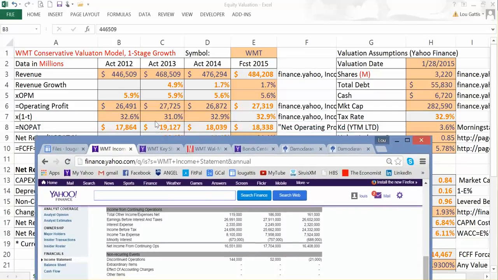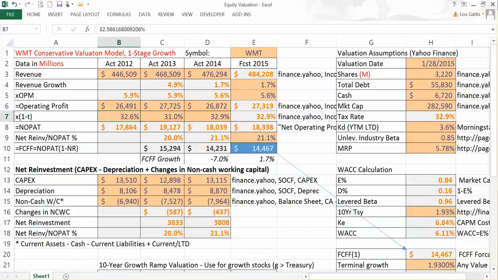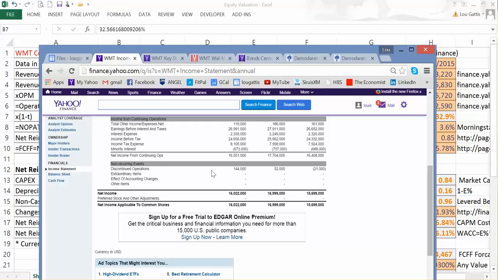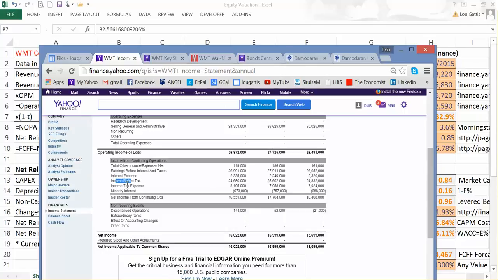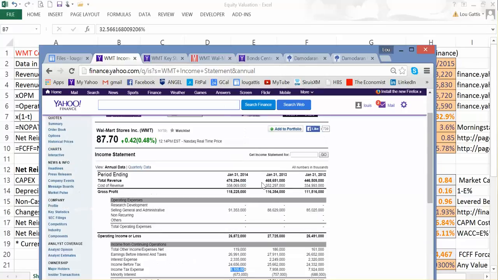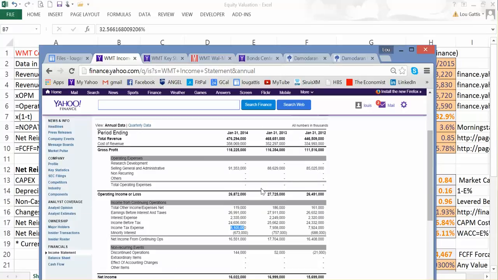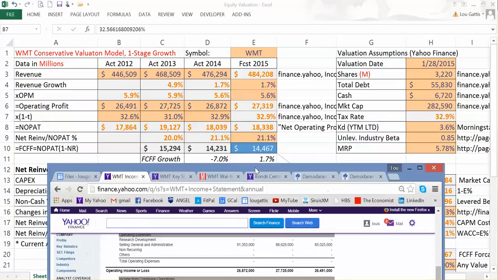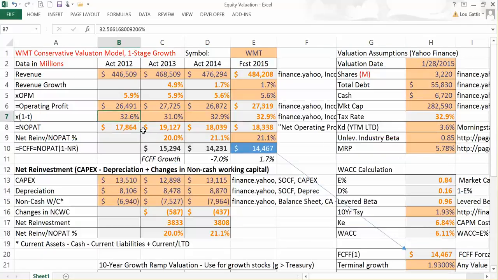I'm then going to estimate their taxes. So using the financial statements, I'm going to take their total taxes, say in this first year, or most recent year, 2014, they paid 8.1 billion in taxes. Income before taxes of 24.6 billion. So I'm going to write that in the spreadsheet for 2014 and get an effective tax rate in 2014, 13, and 12. So they pay about 31, 32, 33% in taxes.